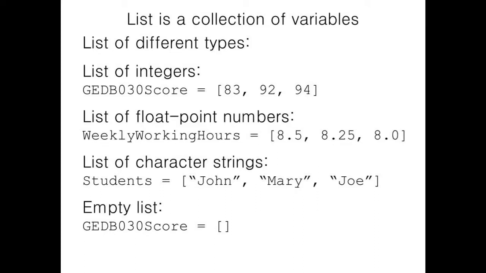You can declare lists for various different kinds of type. You can declare lists of integers which store multiple integer values. You can declare lists of floating point numbers which store multiple floating point numbers. You can also declare lists of character strings which store multiple character strings. Notice that when you declare lists of character strings, you need to use the double quotation mark in order to indicate that it is a string.